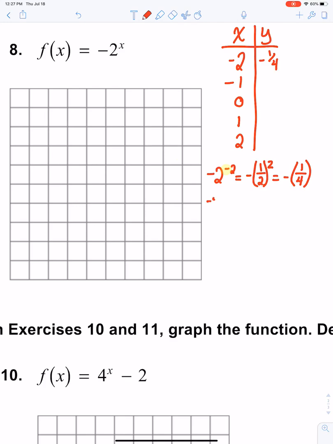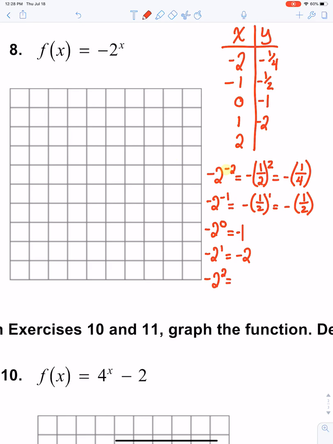Okay, now we do -2 to the -1 power. Again, the negative flips it, right? And then we have it to the first power, so that comes out as just being -1/2. Okay, so at -1, y is -1/2. Okay, -2 to the 0 power, anything to the 0 power we know is 1, with that negative out in front. Okay, so that's going to be -1. -2 to the first power, anything to the first power is itself, so that's going to be -2. And -2 squared, well, 2 squared is 4 with a negative out in front, right? -4.